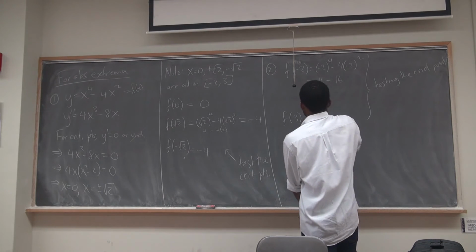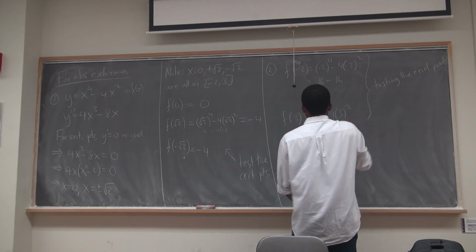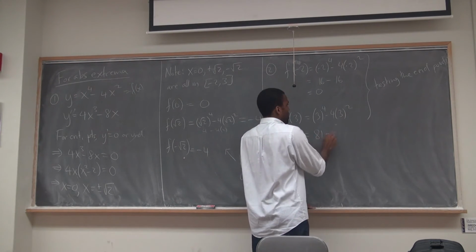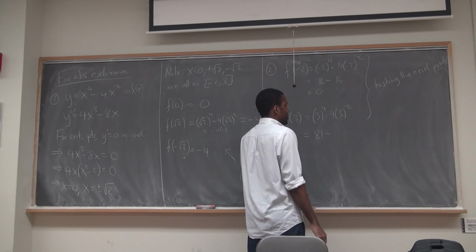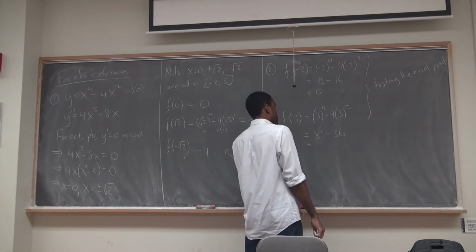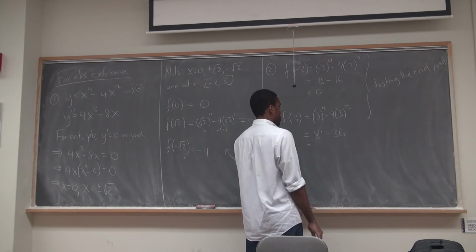So f of 3, I'm going to have 3 to the 4th minus 4 times 3 squared. 3 to the 4th is what, 81? 81, and then 4 times 9 is 36. That's like 40, whatever. I think it's 45. Is it 45?